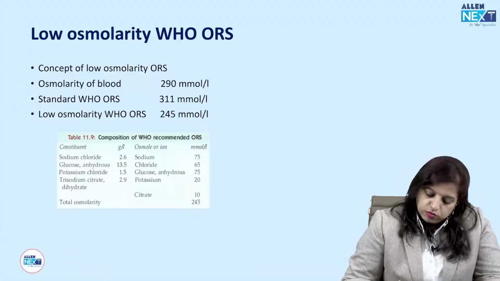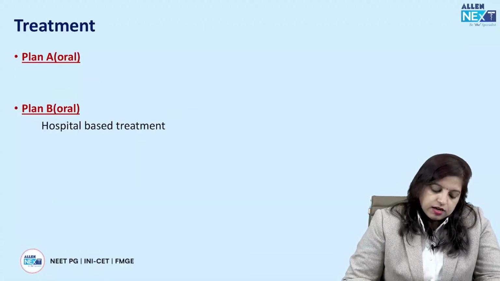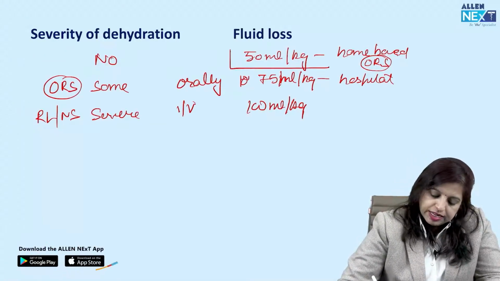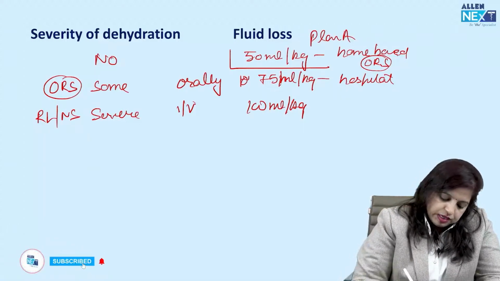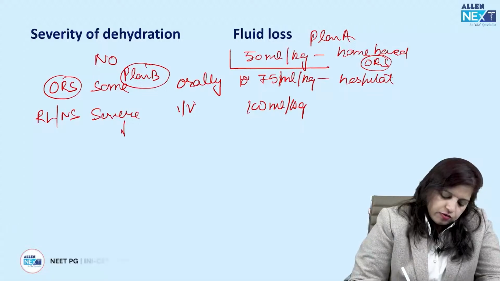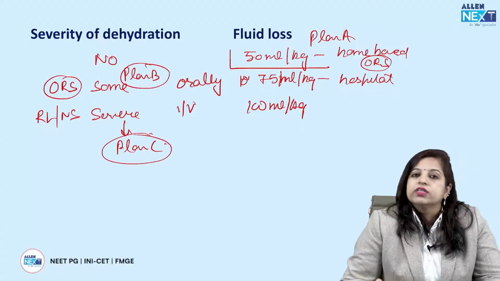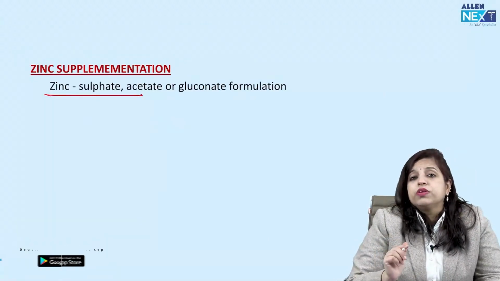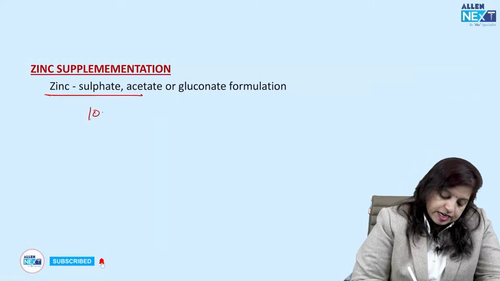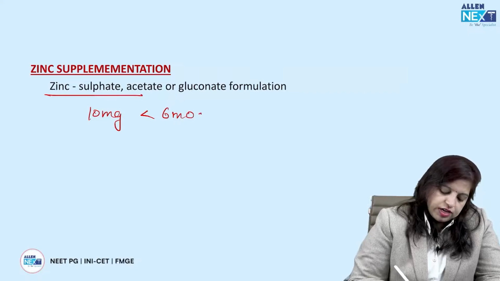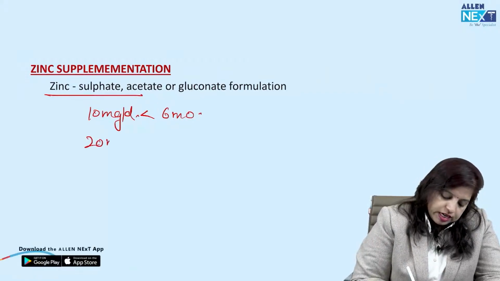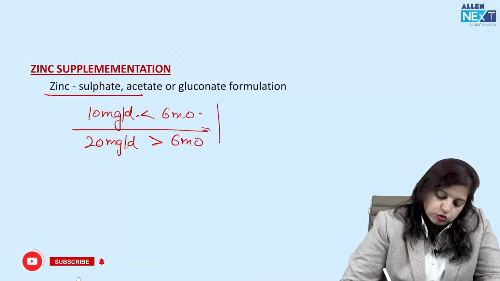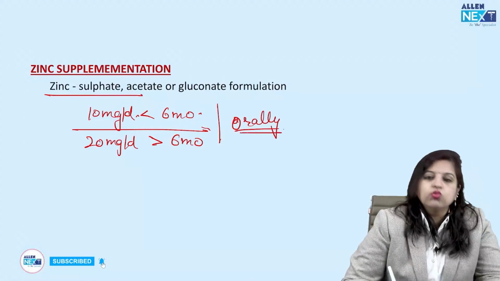Okay, then ORS osmolarity and composition you should be aware of. Please go through this. And for the treatment, this is plan A, plan B or plan C. So this is plan A, what we were talking about. This is plan B. For some dehydration, we follow plan B. And for severe dehydration, we follow plan C, which we have discussed, right? So this is it. Okay, then zinc supplementation, this is also asked in your previous years. So please remember, it is 10 mg per day for children who are less than 6 months of age, or 20 mg per day in children who are more than 6 months of age. So this is how you have to supplement the zinc. It has to be supplemented in both cases orally only, right?